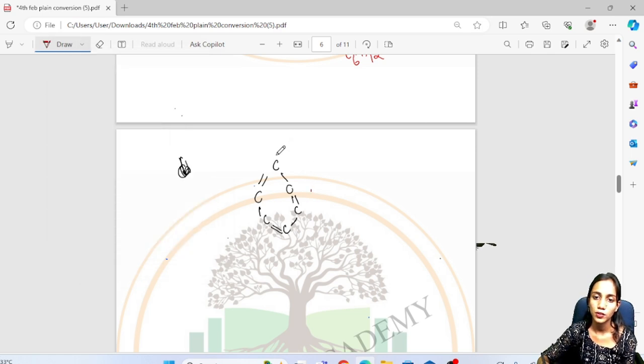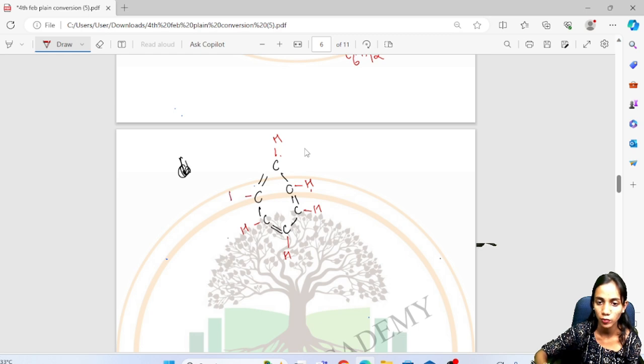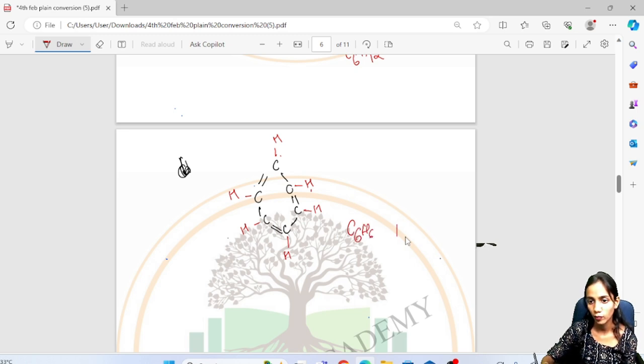For this one the valency is C 1, 2, 3, and I just need one hydrogen for this carbon. Then again for C 1, 2, 3 and 4. Same here and again same over here. So the formula of this compound is C6H6 and the name of this compound is benzene.